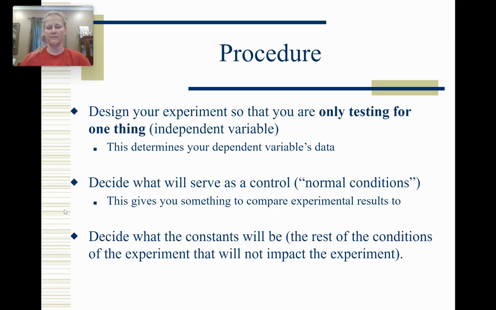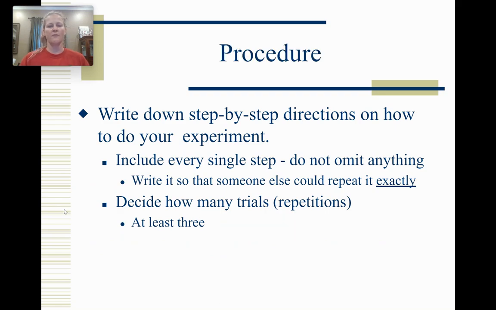What's the normal conditions that can give you something to compare your experimental results back to? And then the last thing for this step is decide what constants you will have. So if you have your independent variable that you change, what are going to be the things that will stay constant in every other aspect of this procedure or this experiment? For this procedure, you want to make sure that you write these steps down individually, step by step, so that you don't forget anything. And that way, if someone else comes behind you, they could do the same exact experiment exactly as you did it.